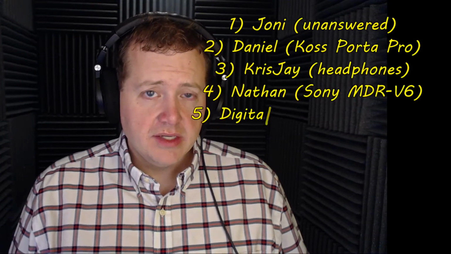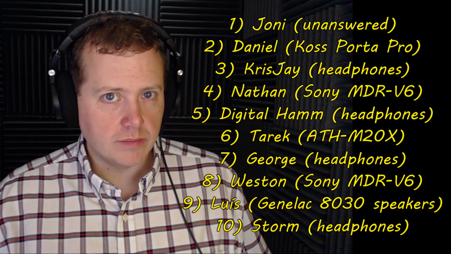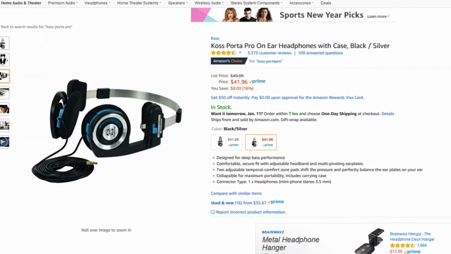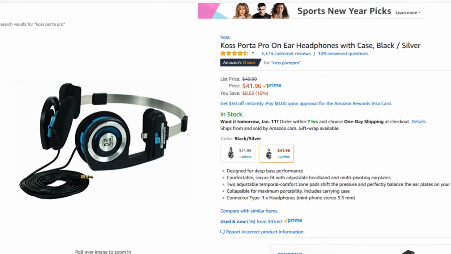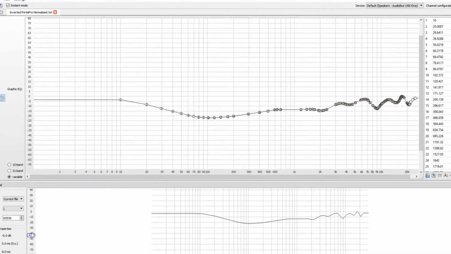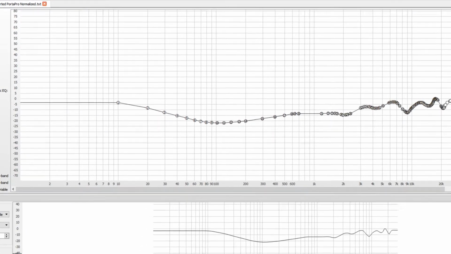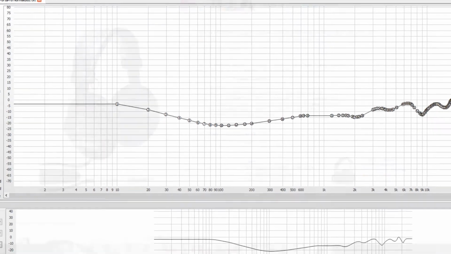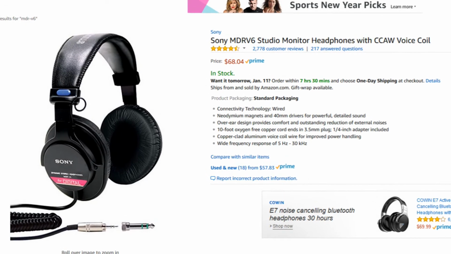Now, did you notice that 2 participants, Daniel and Nathan, scored a perfect score? Daniel and Nathan both listened on headphones. Daniel listened on the Koss Porta Pro headphones, and he equalized it flat. He basically looked up the frequency response chart and built an equalization curve that negated out the natural sound of those headphones. So it basically flattened out the frequency response to be dead flat. Nathan listened on Sony MDR V6 headphones. And both of them were correct.